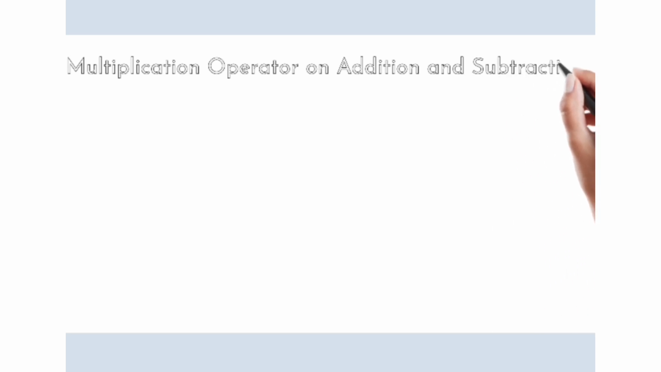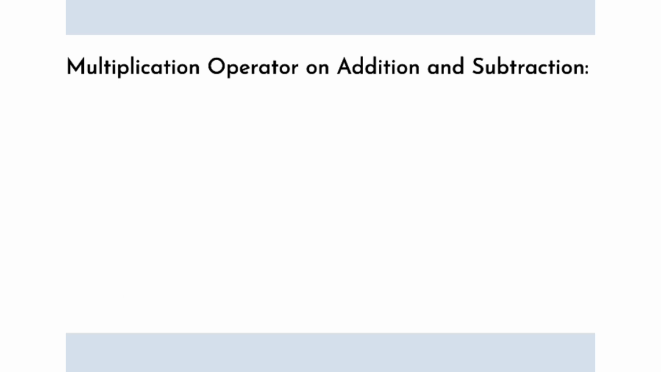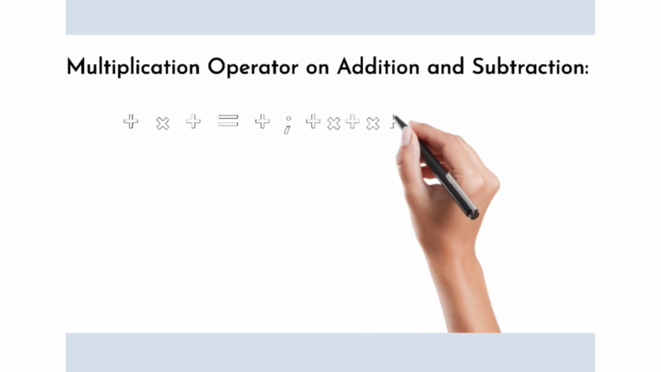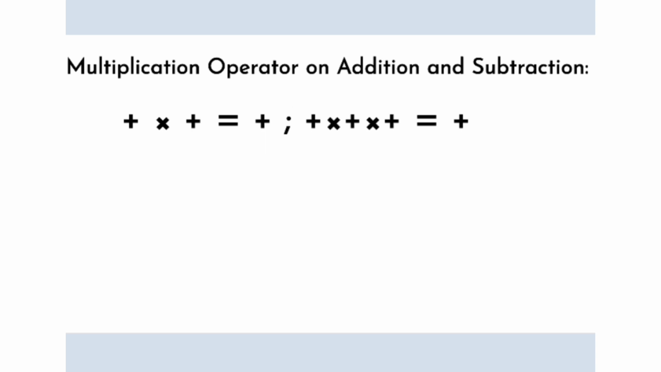Now, these operations can superimpose on each other. That means you can superimpose a multiplication operation on addition and subtraction, as well as subtraction and addition on multiplication. But let us start with multiplication on addition and subtraction. If you have plus times plus, it will give you plus. Plus times plus times plus will also give you plus. Whenever you have a positive multiplying a positive sign, the answer will always be positive, regardless of the number of times that is being done.